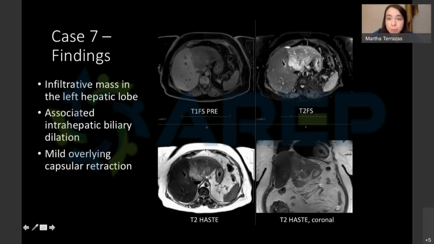And it's really brought out on this T2 FATSAT. I mean, you can't see it on the T2 HASTE, but you really see it on this T2 FATSAT. You look at the liver contour, and there is some capsular retraction right here. It looks like the capsule's being pulled back.